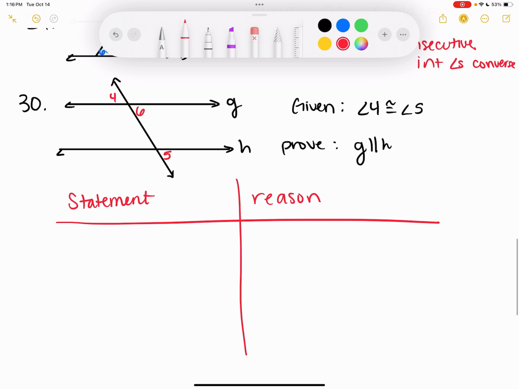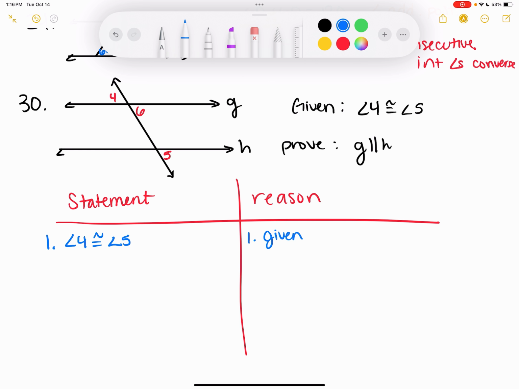So, first thing is always what? Given. Angle 4 is congruent to angle 5. That's a piece of given information. What else from this diagram do I know has to be true? Angle 5 is congruent to angle 6 because of the corresponding angles converse, I think. Or angle 4 is congruent to angle 6 because of vertical angles.